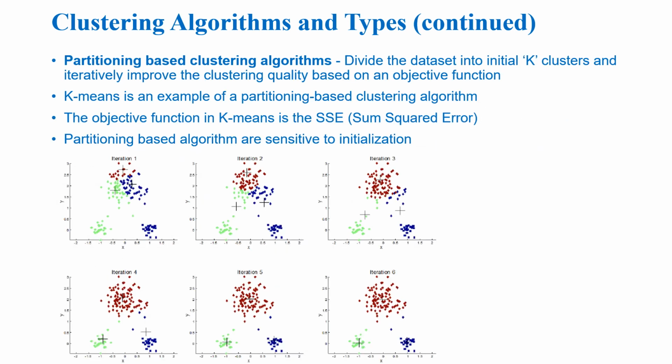And then we have partitioning-based clustering. Divide the data set into initial K clusters, and depending on how you do that, it's going to affect your outcome. And it'll really improve the clustering quality based on the objective function. K-means is an example of a partitioning-based clustering algorithm, and the objective function in K-means is sum squared error. Partitioning-based algorithms are sensitive to initialization, and you can see an example with 6 iterations below.